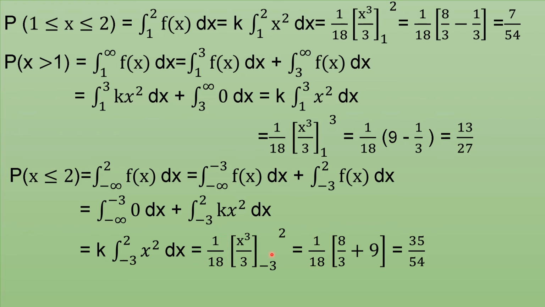So 1 by 18 into putting x as 2, 2 cube by 3, 8 by 3 minus putting x as minus 3 cube, minus 27 by 3 means minus 9. So 8 by 3 minus of minus 9 plus 9. 8 by 3 plus 9, denominator will be 3, numerator 8 plus 27, 35. 35 by 3 into 1 by 18, 35 by 54. Remember, all these probability values must be less than or equal to 1. And they are less than 1.